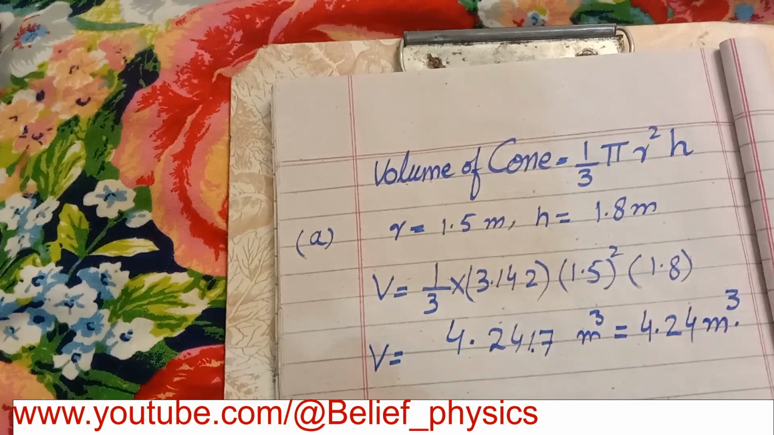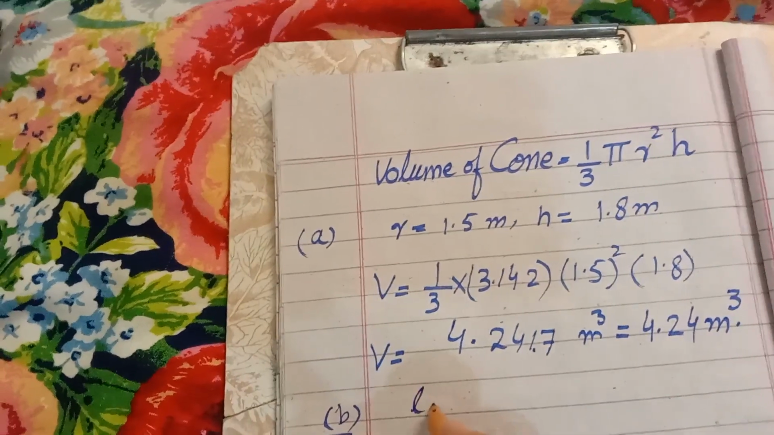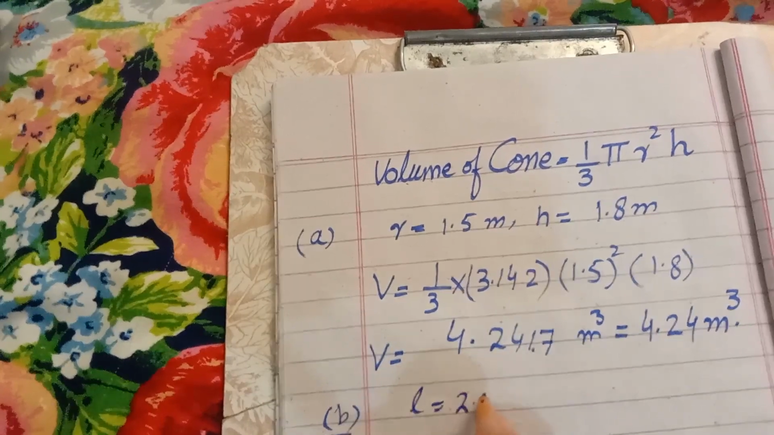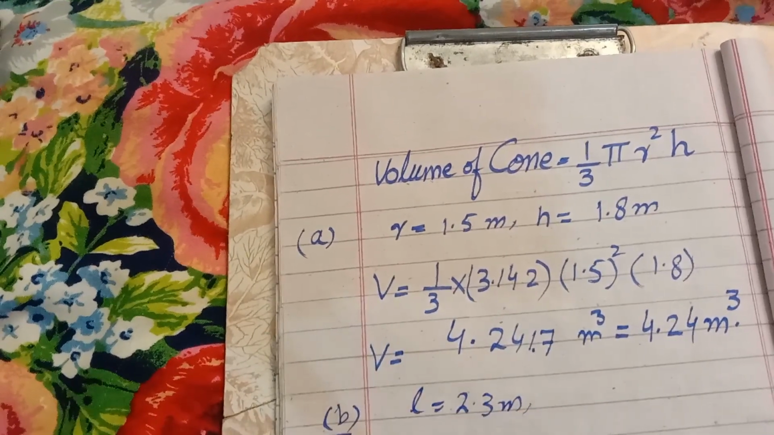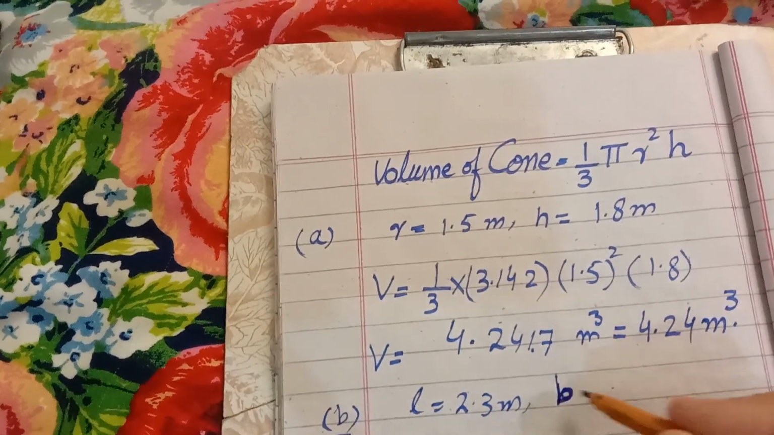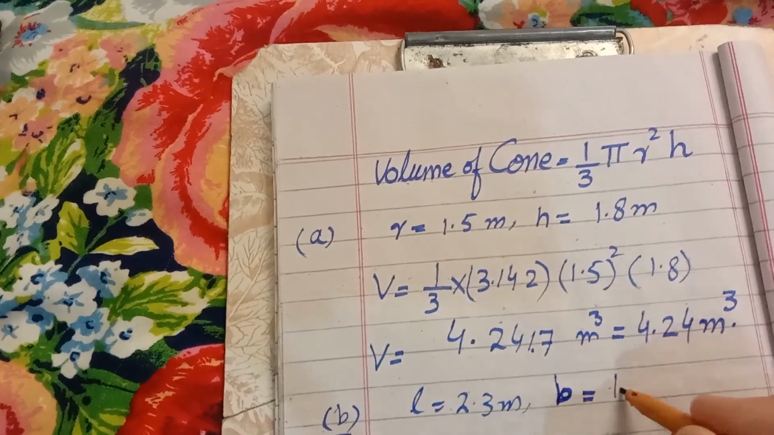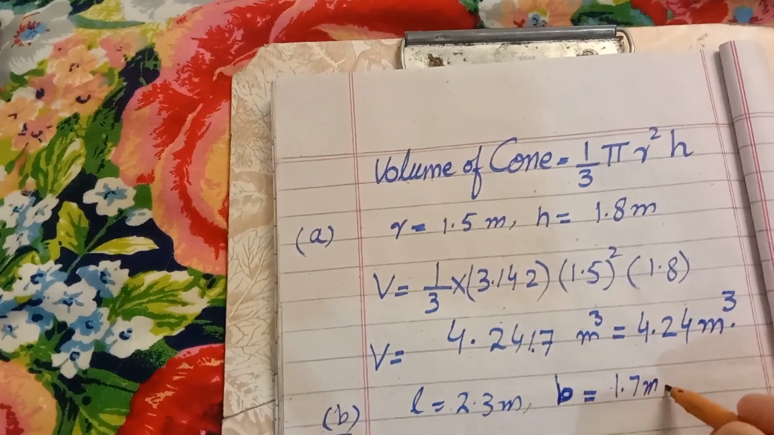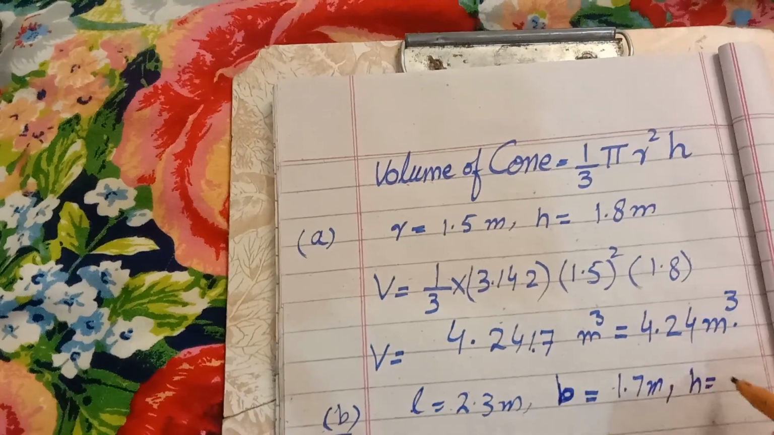Part B, I showed you earlier, I repeat it. The sand was dug out from a level surface creating a rectangular cross section pit with base measuring, the base measurement is given, it means length is 2.3 meter and breadth is also given. Breadth is 1.7 meter. We have to find the height of that cuboid type pit.